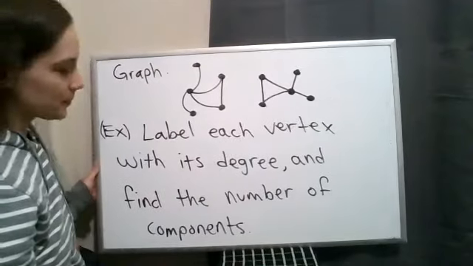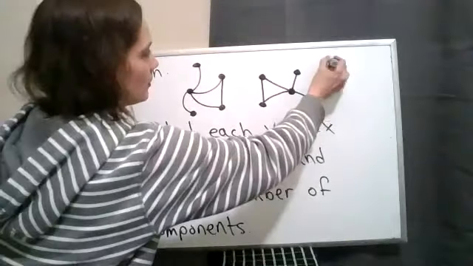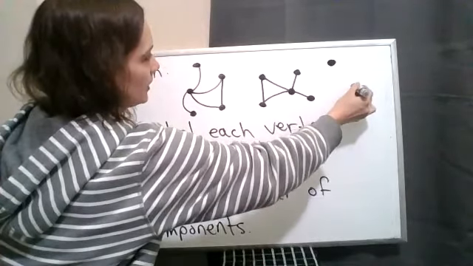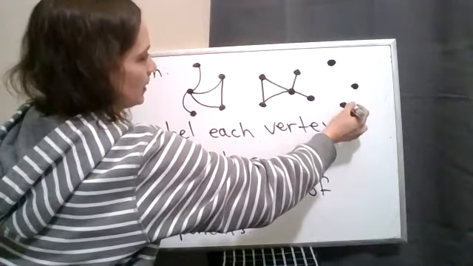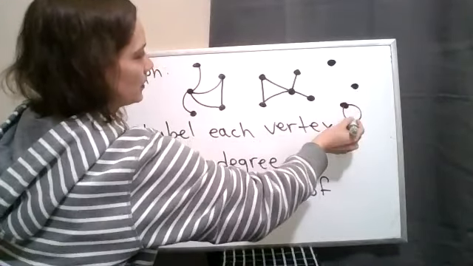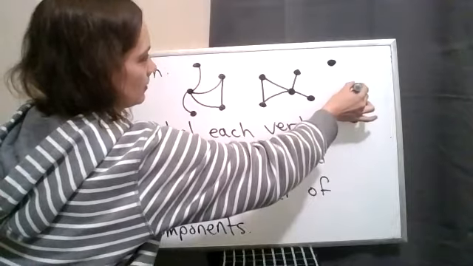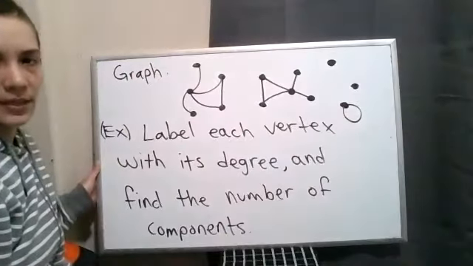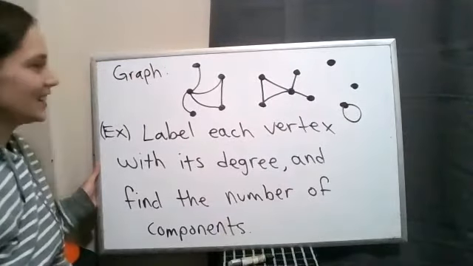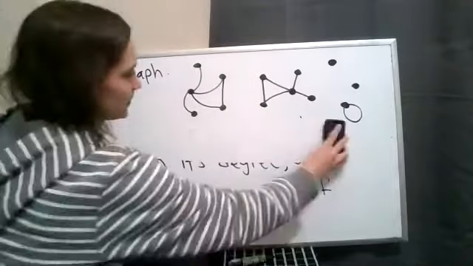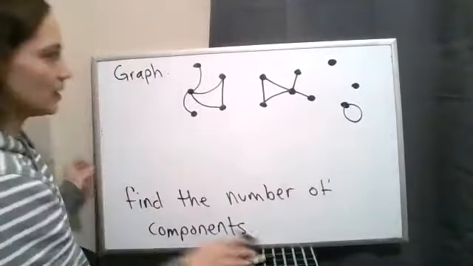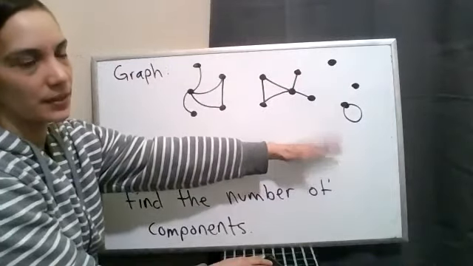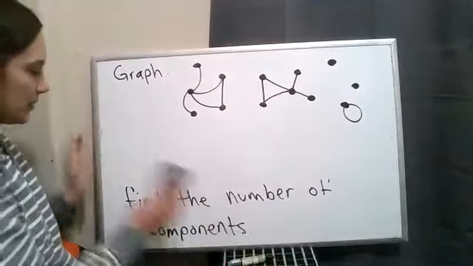Next part. I'm going to draw a dot, and then I'm going to draw a dot, and let's do a loop. Let's just stop there. Okay. So that's the end of the graph, and we're going to start labeling all of the vertices with their degrees.